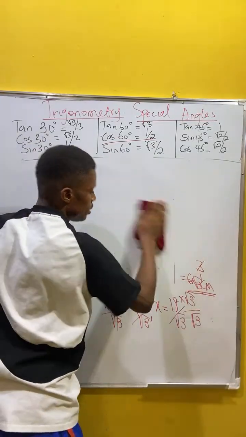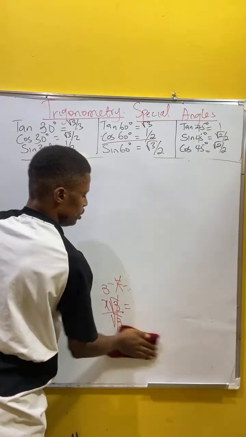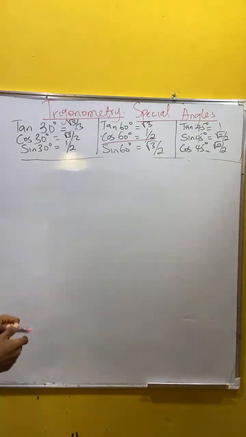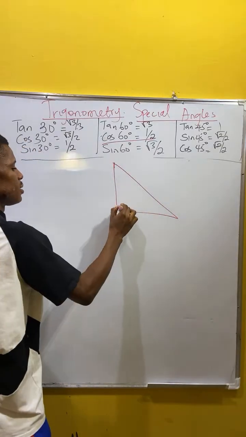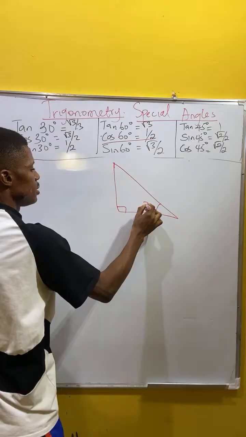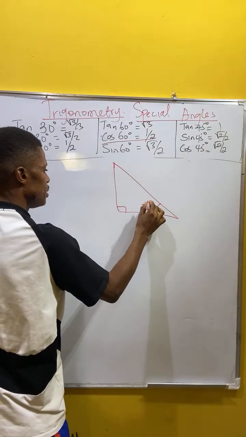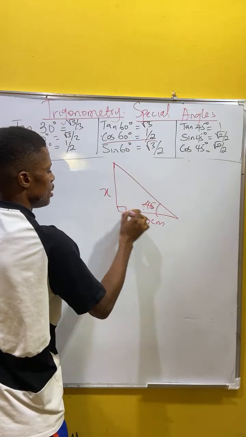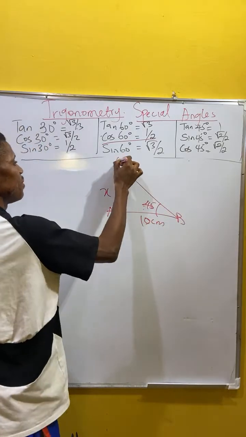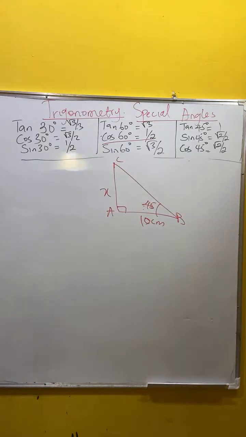Let's take a good look at another one. Let's try to find the missing side. Here is 30 degrees, here is 45 degrees, here is x, and here is 10 cm. We also have our triangle in the form of A, B, and C.